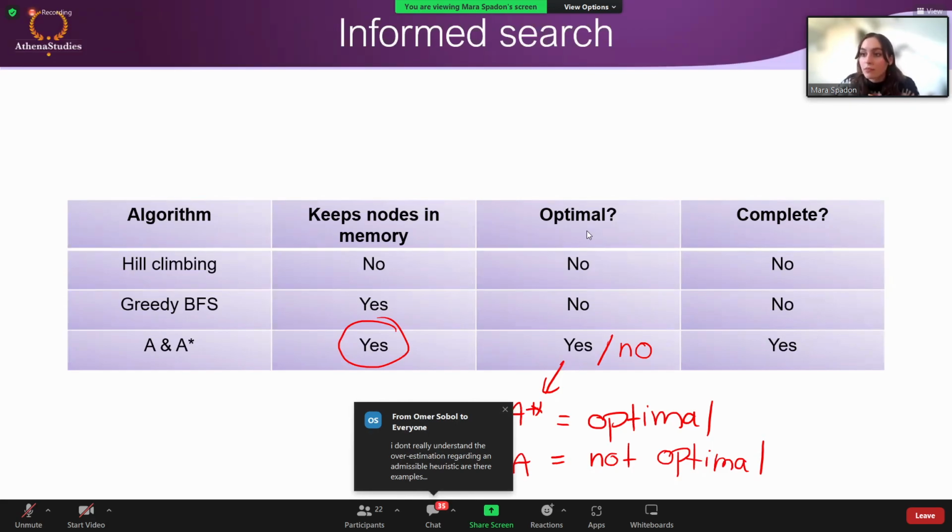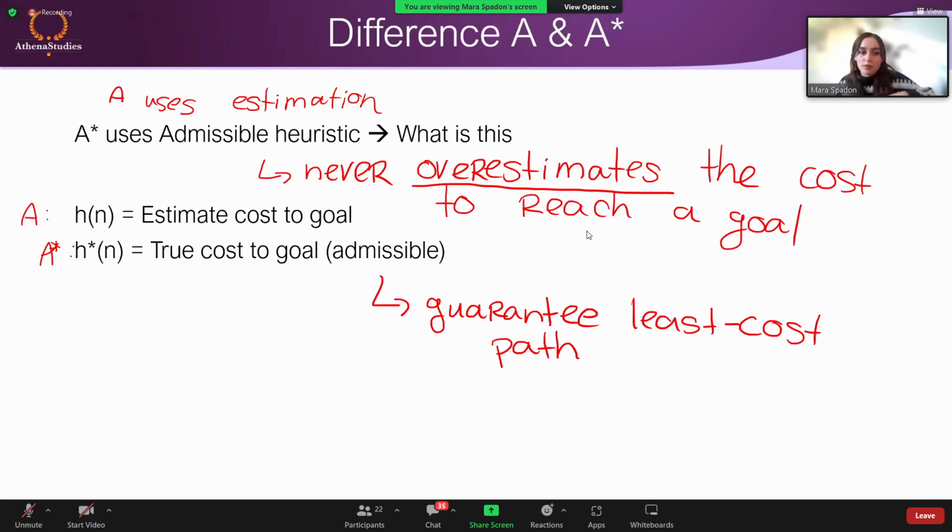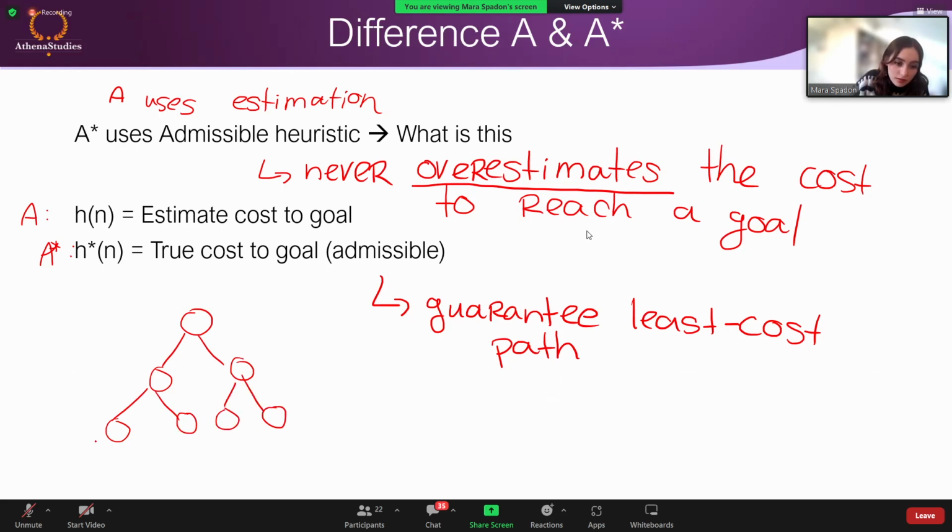I don't really understand the overestimation regarding an admissible heuristic. Are there examples of A versus A star? Yes, so in our case, if we would have something that looks like this. Let me think about it. So we have our goal. Let's say our goal is here. And A star uses the true cost to the goal, right? So we could have here we are 10 away from the goal, like 5 away from the goal. And here we are 0 away from the goal and etc.